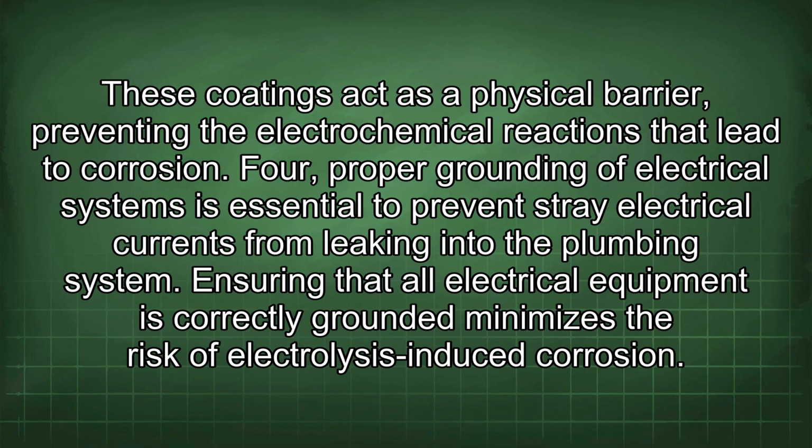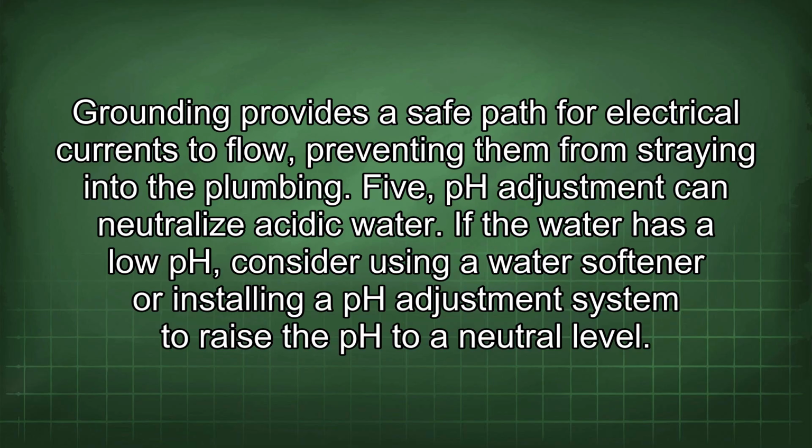4. Proper grounding of electrical systems is essential to prevent stray electrical currents from leaking into the plumbing system. Ensuring that all electrical equipment is correctly grounded minimizes the risk of electrolysis-induced corrosion. Grounding provides a safe path for electrical currents to flow, preventing them from straying into the plumbing.